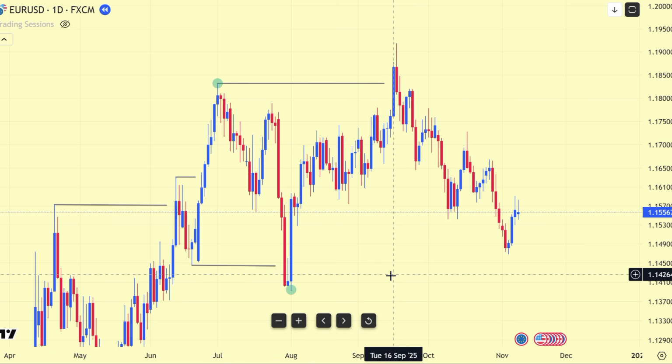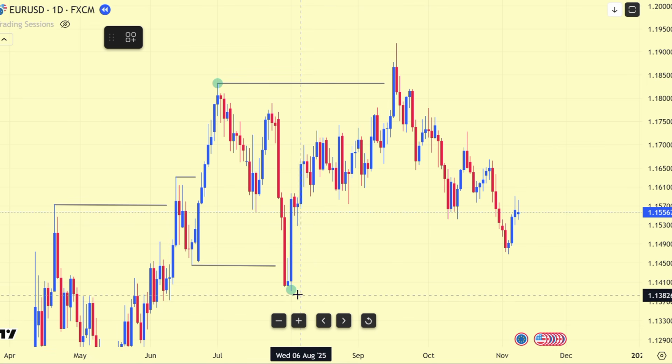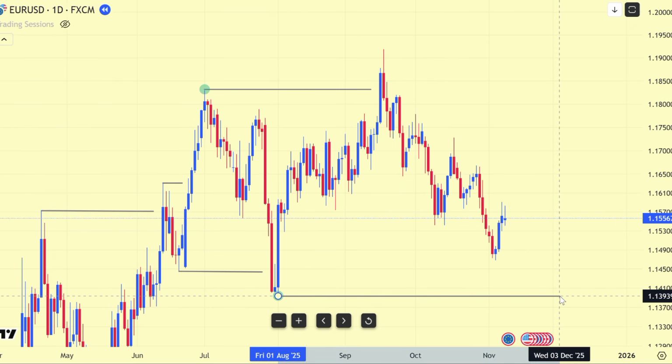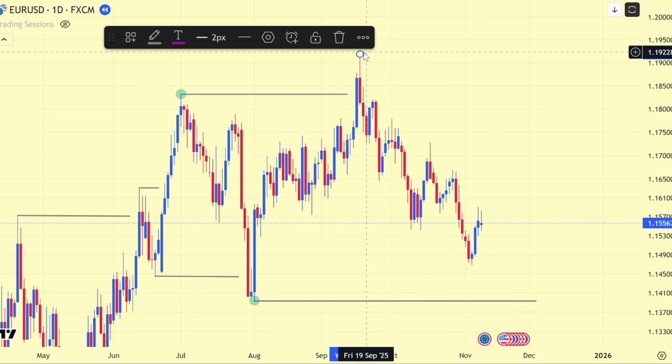And since we have a break of structure, we can clearly say that this here is the low of the trading range. Of course, that's the low of our trading range, and the high of the trading range, of course, will be this one here. This one here will be the high of the trading range.